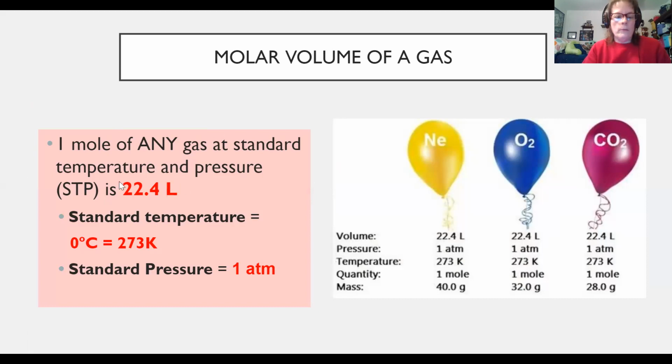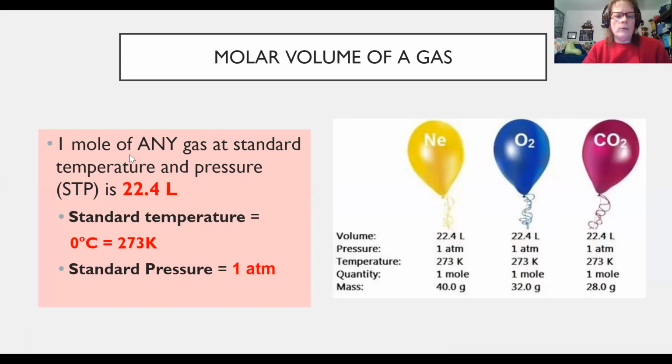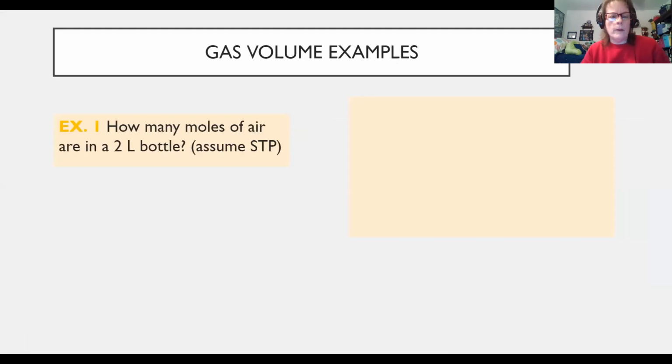But 1 mole of any gas at standard temperature and pressure, which is what the abbreviation STP stands for. Standard temperature is 0 degrees Celsius. Standard pressure is 1 atmosphere. But any mole, 1 mole of any gas is 22.4 liters. Okay, so that's an important number for you to remember.